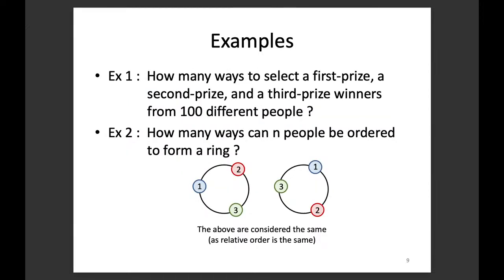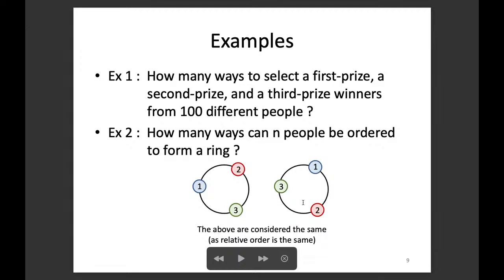Okay, so we have two little examples here. The first one is how many ways to distribute the prizes, if we have 100 different people competing in a contest. One of them will get the first prize, one of them will get the second prize, and one of them will get the third prize. So how many different ways could happen? Altogether, there are P(100,3) ways, or if you just write it down easily, there is going to be 100 times 99 times 98, right? So we want to decide who is the first prize, and then who is the second prize, and then who is the third.